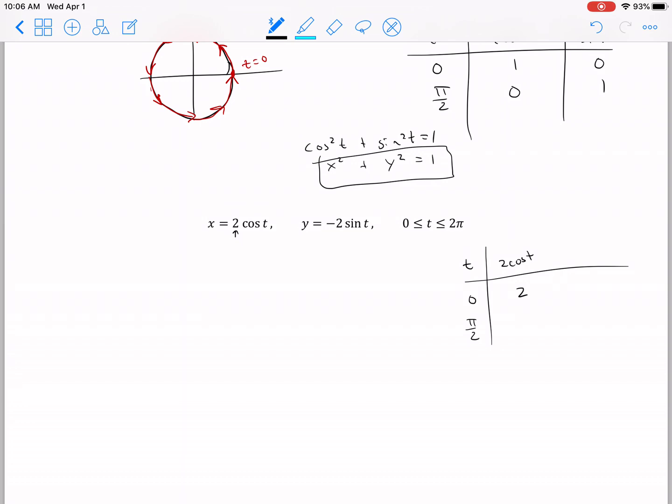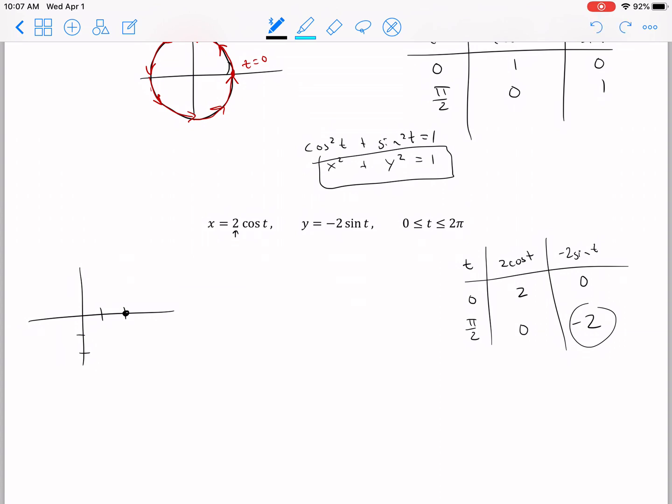We plug in pi over 2, we get 0, and 2 times 0 is still 0. For the negative 2 sine of t, if we plug in 0, we get 0. And if we plug in pi over 2, we get a 1, and we end up with a negative 2 there. Okay? So what we should expect from this one is a circle with a radius of 2 now, because we're starting out at 2 here, and we're going out to negative 2 over here.